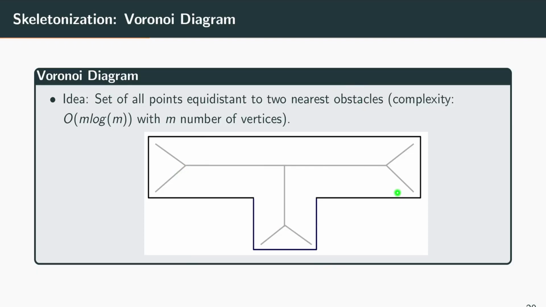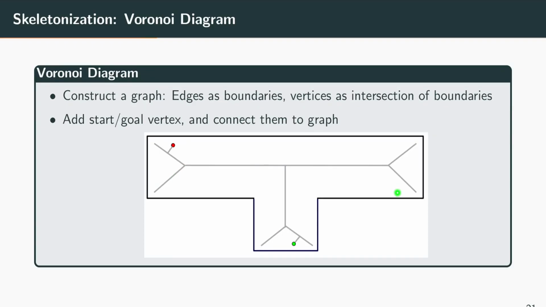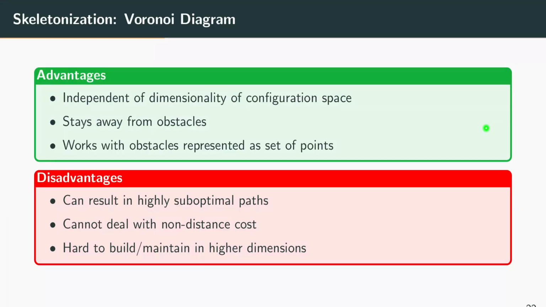Right, and so that one is nice, you can construct it. Then if you have a different start and goal vertex, you just add these vertices to the graph and connect them to the existing vertices or edges, and you can do your search. And so in this case, the great thing is now we stay away from the obstacles.